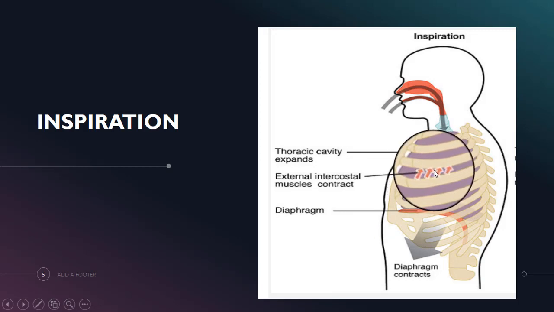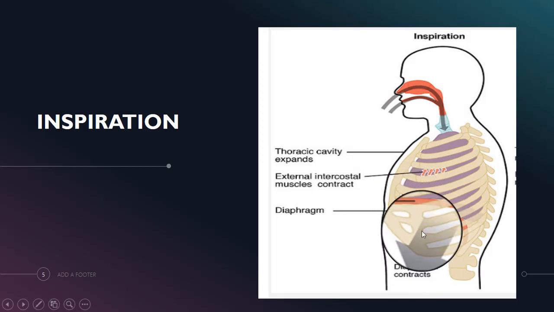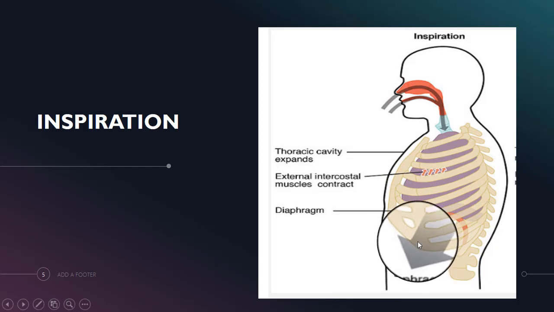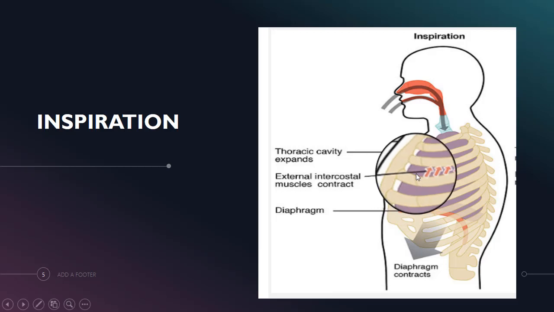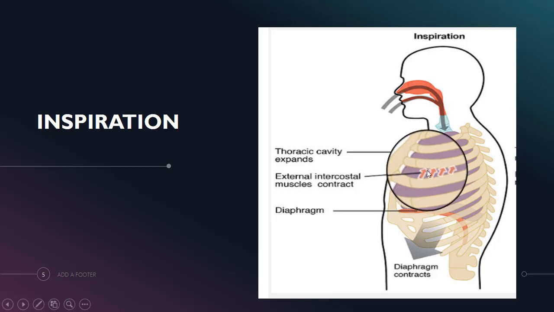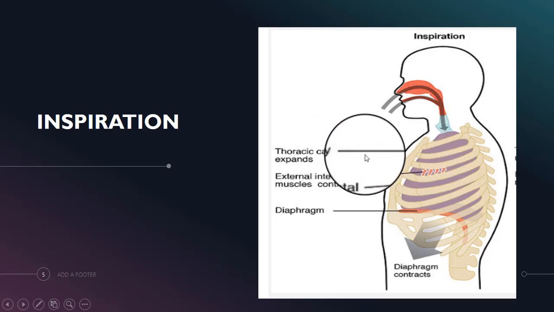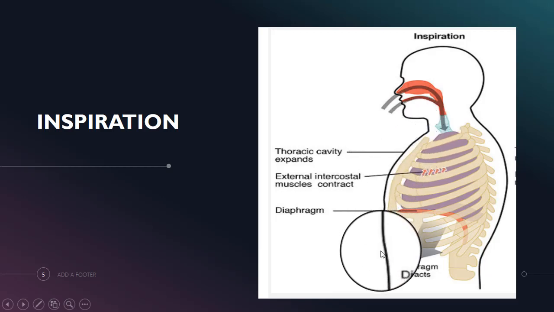First of all we'll talk about the diaphragm. The diaphragm flattens and extends the superior and inferior dimensions of the thoracic cavity. Then the external intercostal muscles elevate the ribs and sternum, extending the anterior and posterior dimensions of the thoracic cavity. The action of the inspiratory muscles results in an increase in the volume of the thoracic cavity, and as the lungs are held against the inner thoracic wall by a pleural seal, they also undergo an increase in volume.